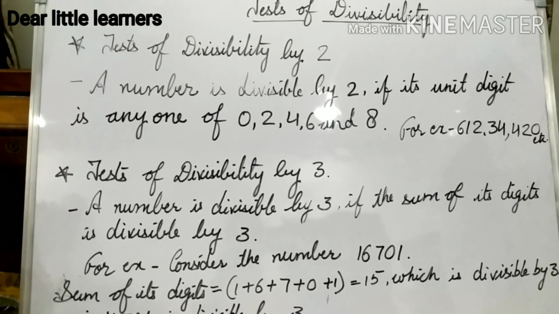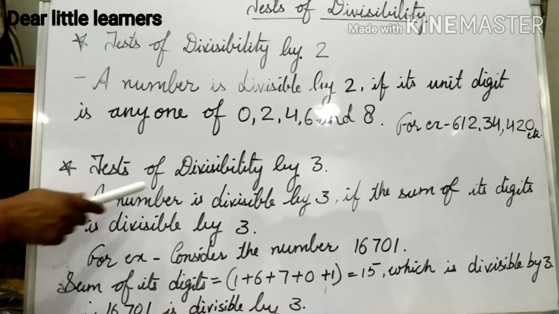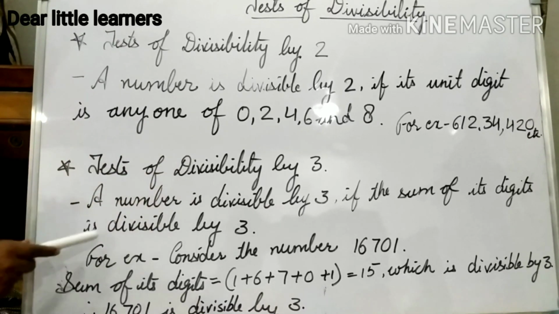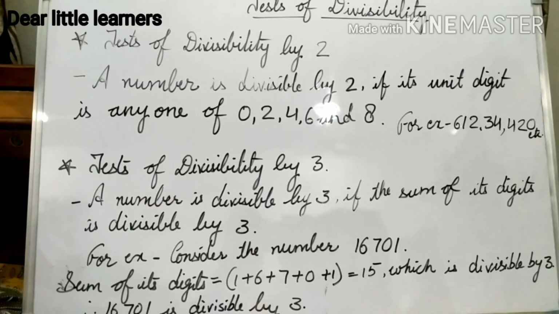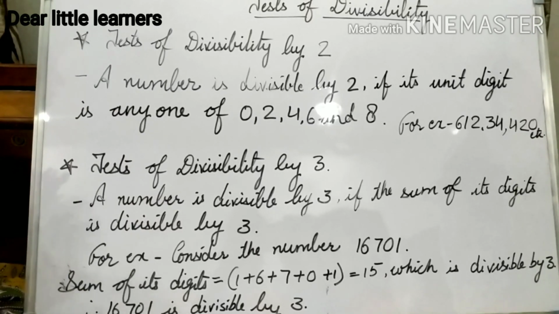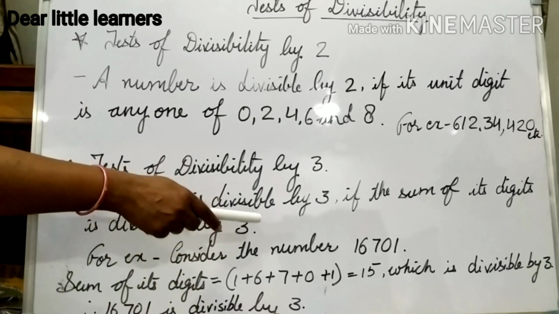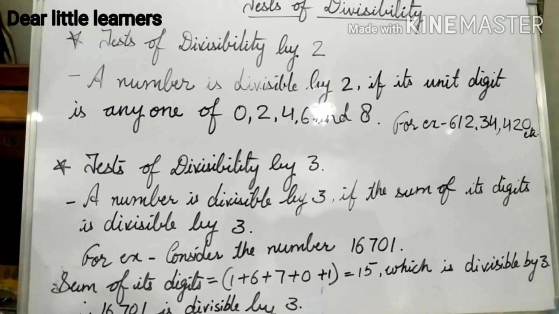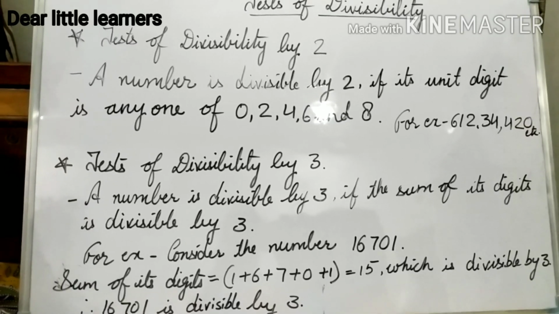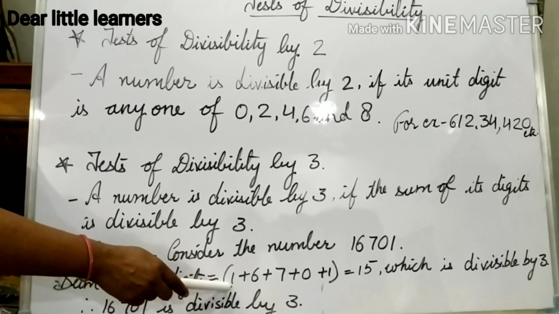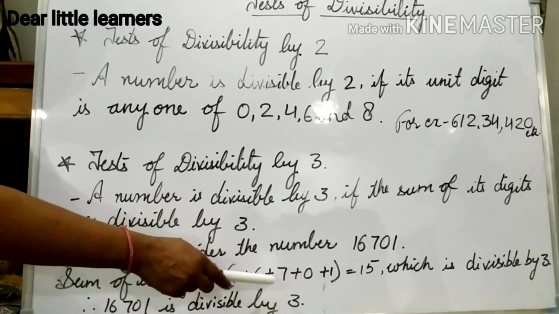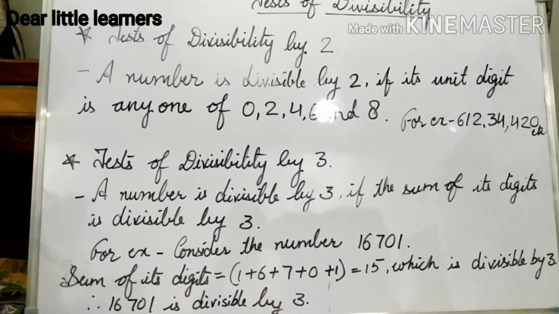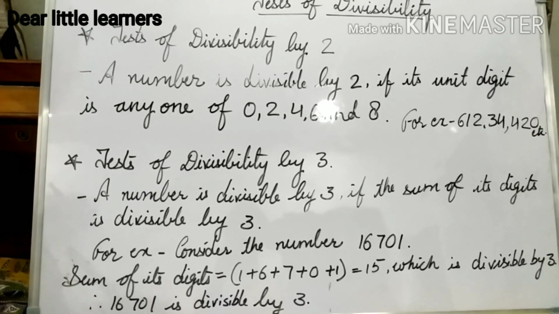Now the second test, divisibility by 3. A number is divisible by 3 if the sum of its digits is divisible by 3. That means, suppose we have any number, let's take an example of this number 16,701. What we need to do? First we have to find out the sum of its digits. And when I have added all the digits 1, 6, 7, 0 and 1, I got 15. This is the sum of this number, 15. And 15 is divisible by 3.